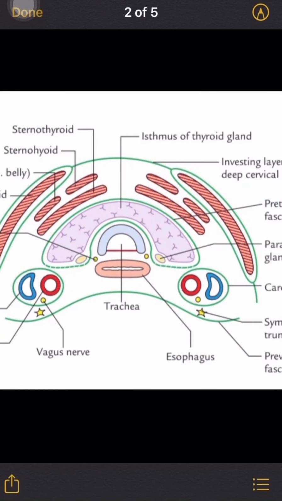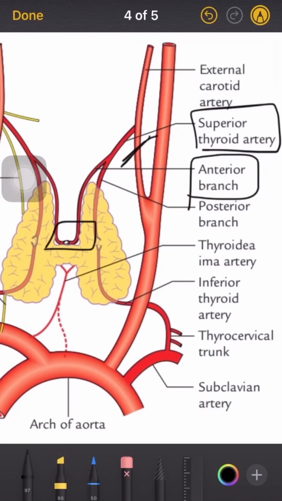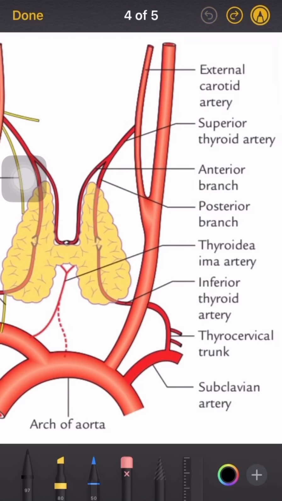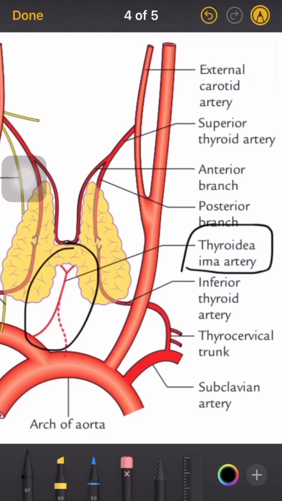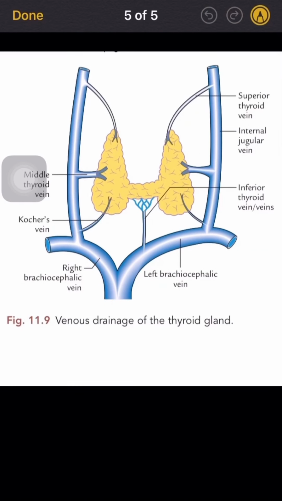Let's move on to the borders. The superior border is related to the anastomosis of the anterior branch of the superior thyroid artery, and the inferior border is related to the thyroidea ima artery if present, and also the inferior thyroid vein.